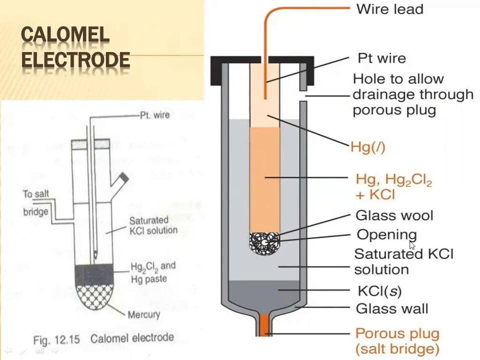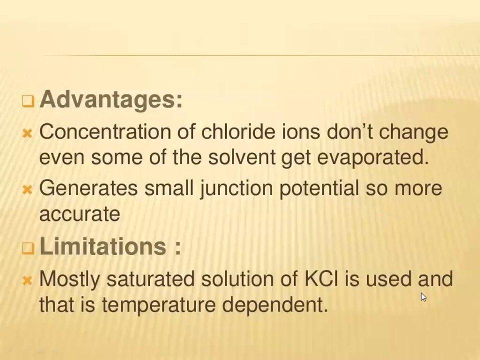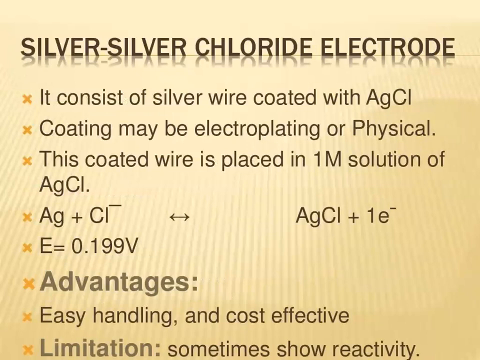Generally, the potassium chloride used is employed in 0.1 molar, 1 molar, and saturated solution. The saturated calomel electrode is the most commonly used, and it is widely used as a reference electrode. The advantages: the concentration of chloride ions does not change even when some of the solvent gets evaporated. Secondly, it generates a small junction potential, so it is more accurate. But there is a limitation that mostly saturated solution of KCl is used, and that is temperature dependent.